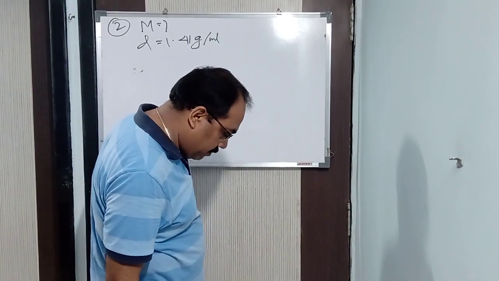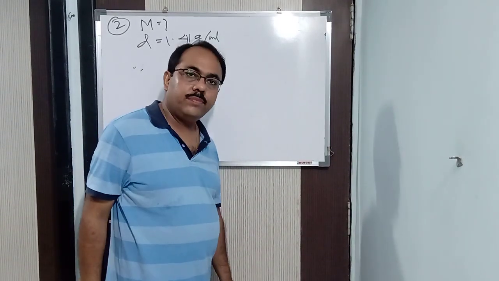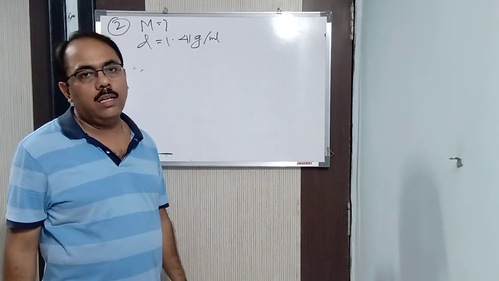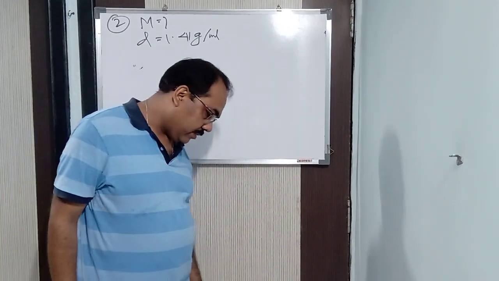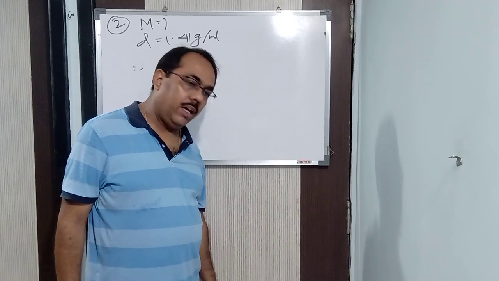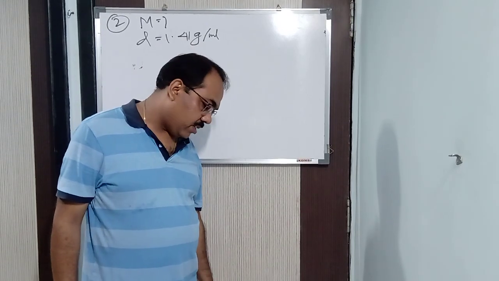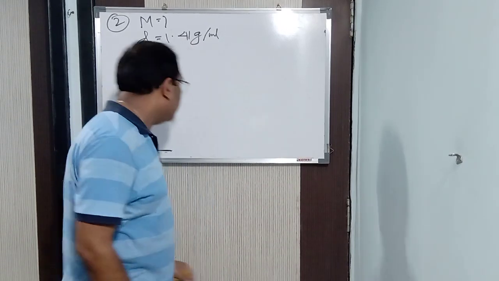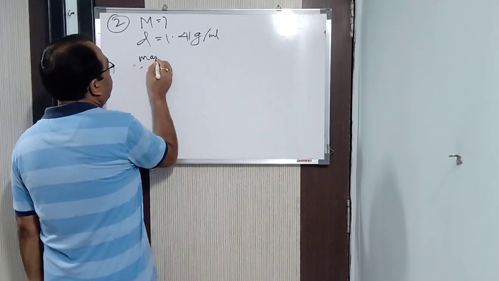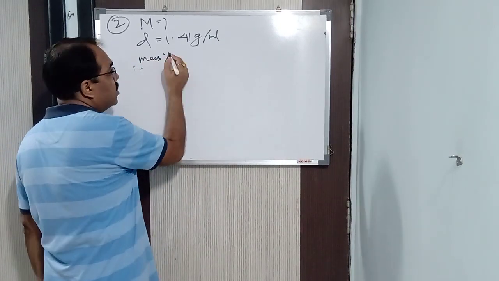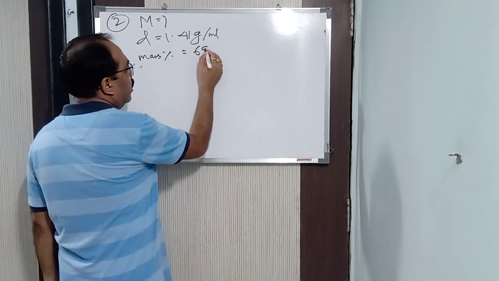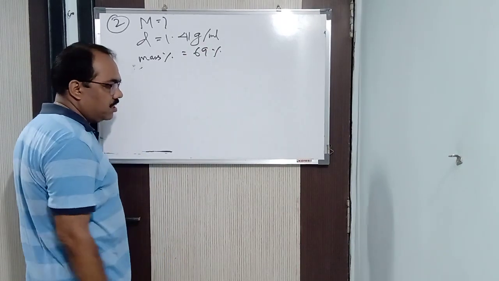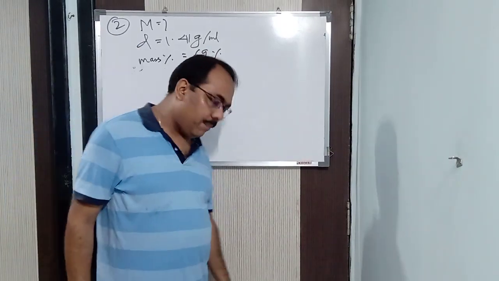And the mass percent of nitric acid in it being 69%. That is mass percent, that is W by W, which I have told you already. 69% mass percentage. Alright, again I repeat the question.